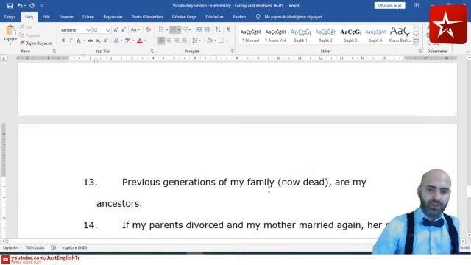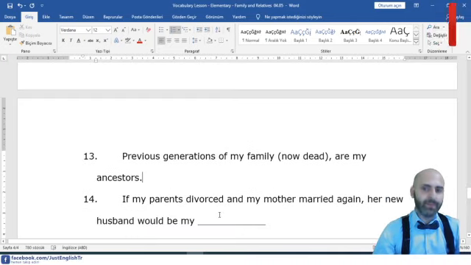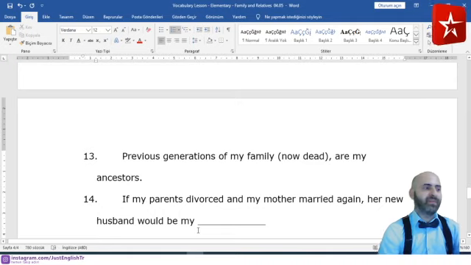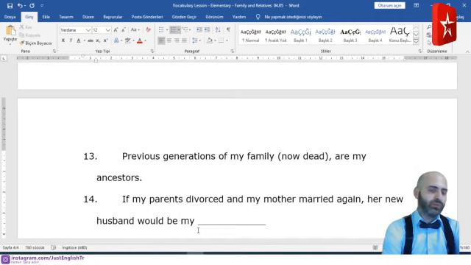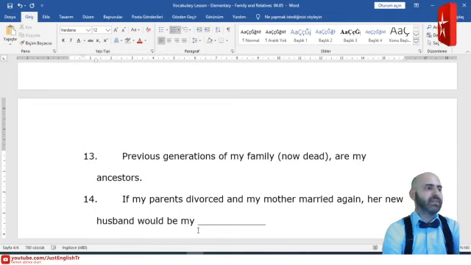Let's see question number 14. Okay, this is easy one. If my parents divorced and my mother married again, her new husband would be my... So, my mother's second husband. Which word can I use here? My mother's second husband.